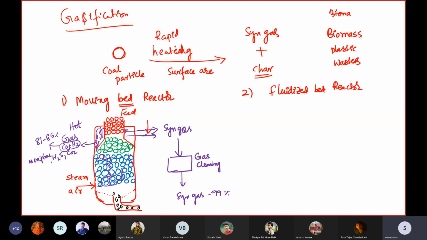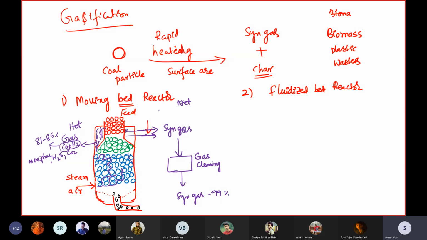One of the significant advantages of the moving bed reactor is that we are able to utilize the heat produced by the syngas for the preheating. So the net energy demand is less, since the energy is utilized properly.